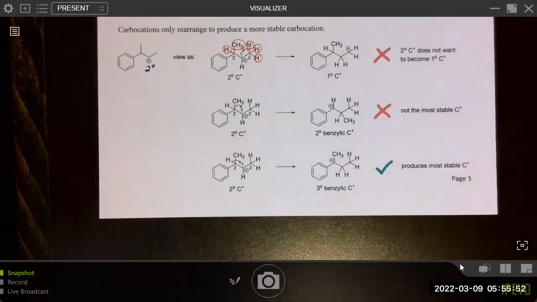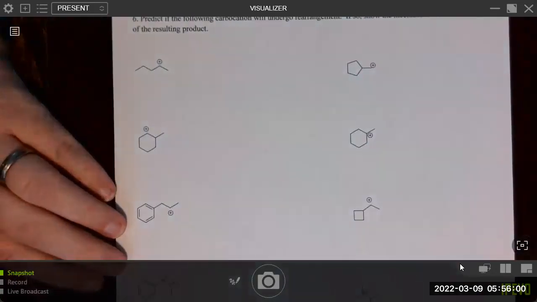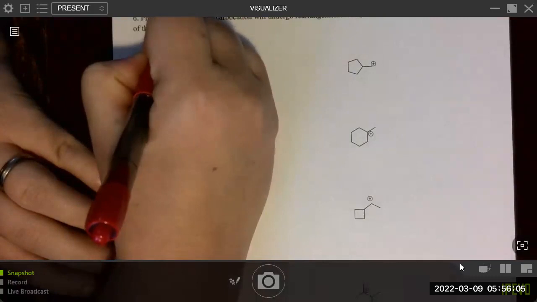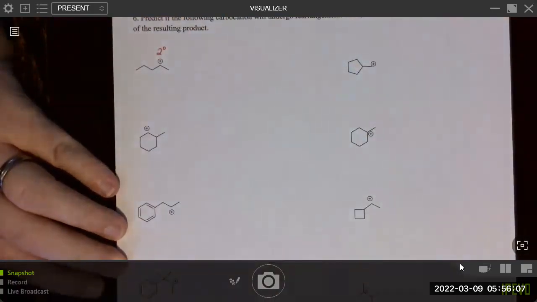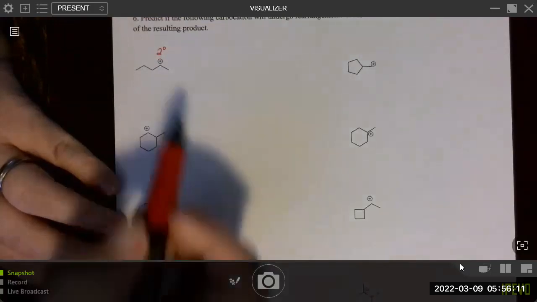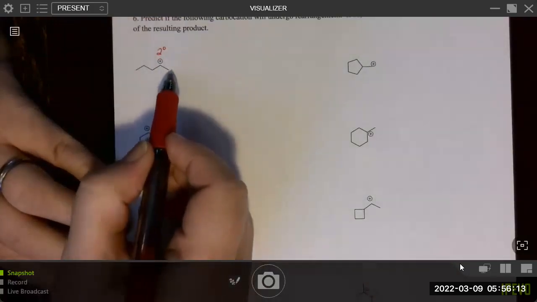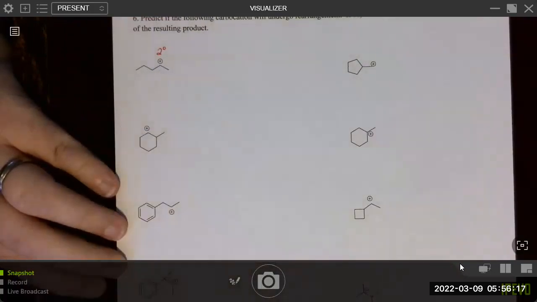So that would be the correct shift. Let's go ahead and practice that skill right here. These problems. So this is a secondary carbocation, which means it might rearrange if it could become more stable. But all we have are 3 hydrogens on here, which if they shift over, this would become a primary carbocation, so that won't happen.